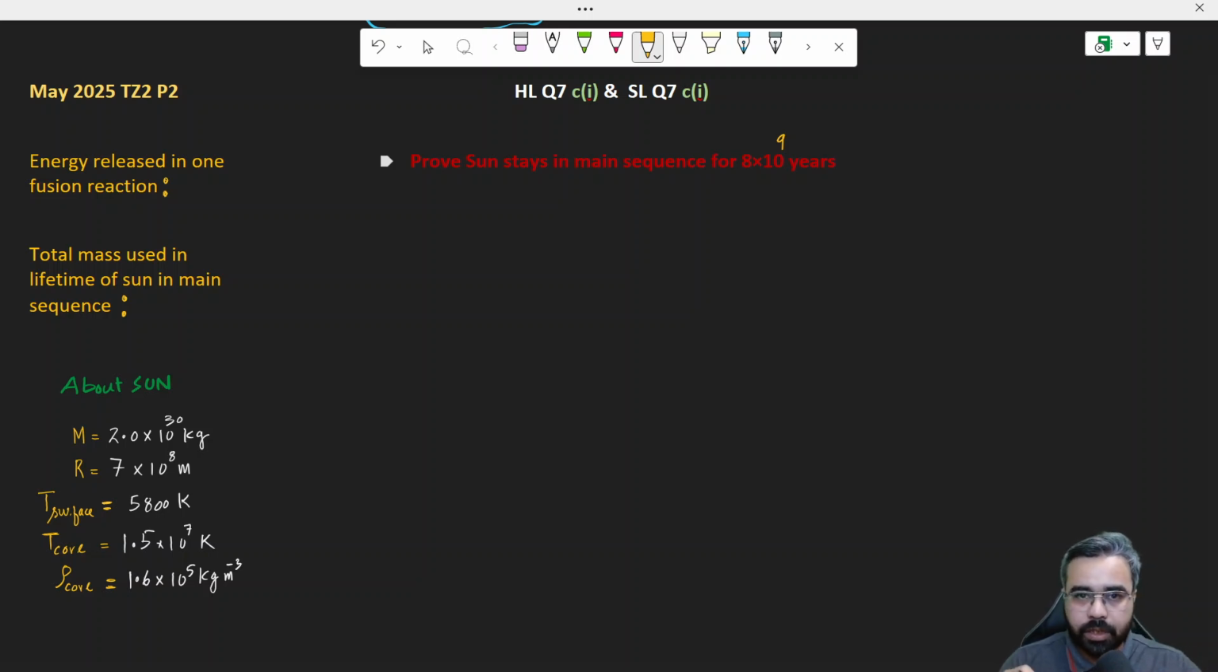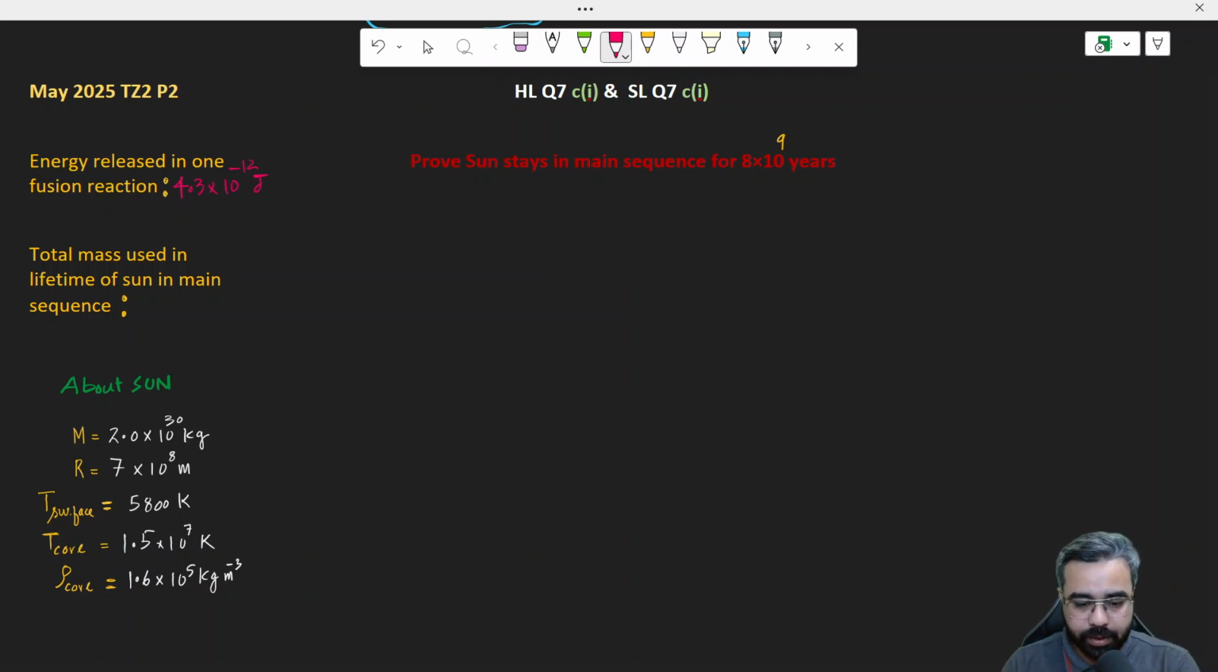We must develop some logical method which would give us the end result, this value which we need to prove in this question. So first of all, let's see what information is given to us. They say categorically that the total energy that is released in one reaction is 4.3 times 10 to the power negative 12 joule in one complete fusion reaction.